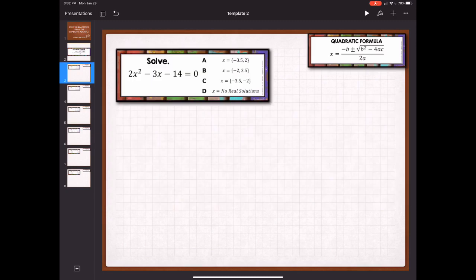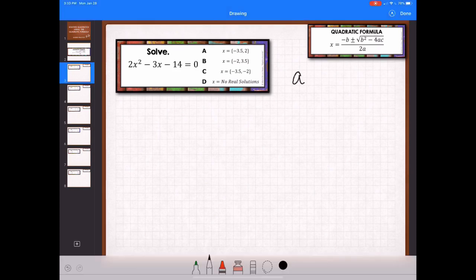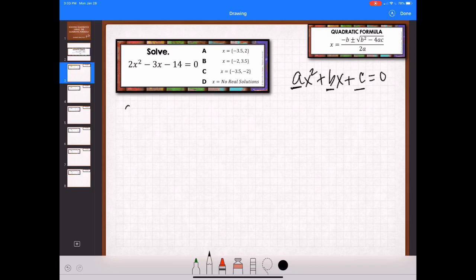Okay, the first thing you need to know is that before you can use the quadratic formula, you want to make sure that you have your equation written in standard form. So ax squared plus bx plus c equals 0. You want to make sure it's written like that so that you can identify the a, b, c. The a is the coefficient of the x squared, the b is the coefficient of the x, and the c is the constant. So in this problem, a equals 2, b equals negative 3, and c equals negative 14.